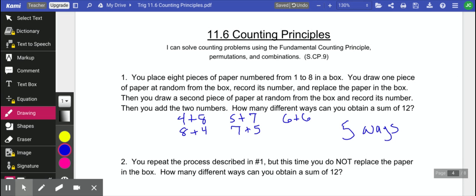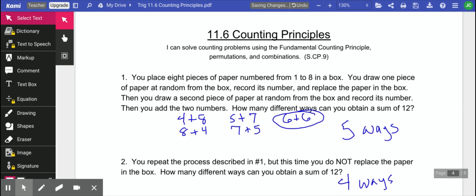All right, the next question, same process, but this time we do not replace the paper. So we draw one out, we keep it, and then we draw out another one. How many different ways can we get the sum of 12? Well, it's the same question, except we can't do this one because if we take the 6 out and keep it, there's not another 6 in the box. So now there's only 4 ways for this to happen.